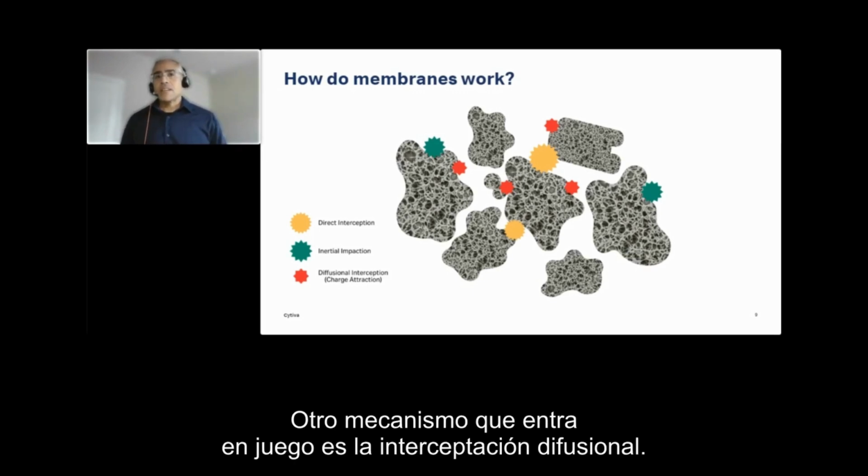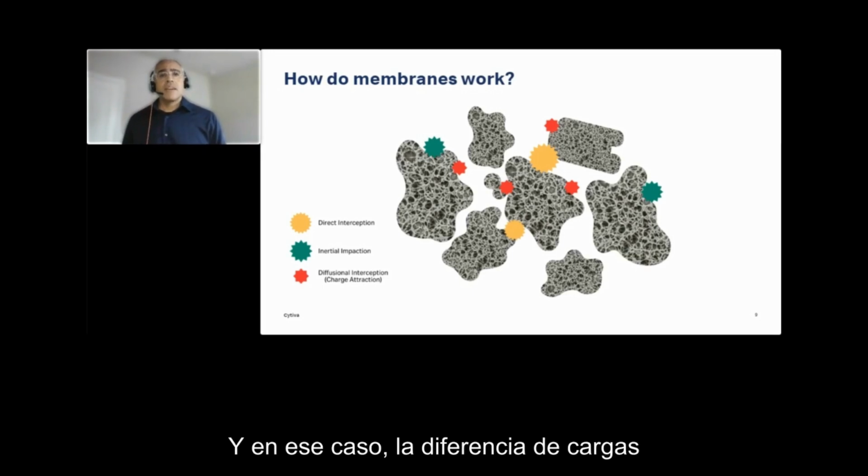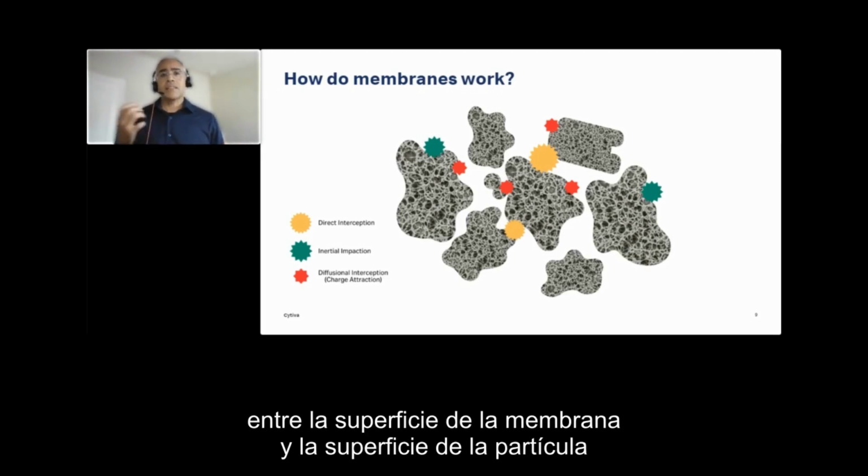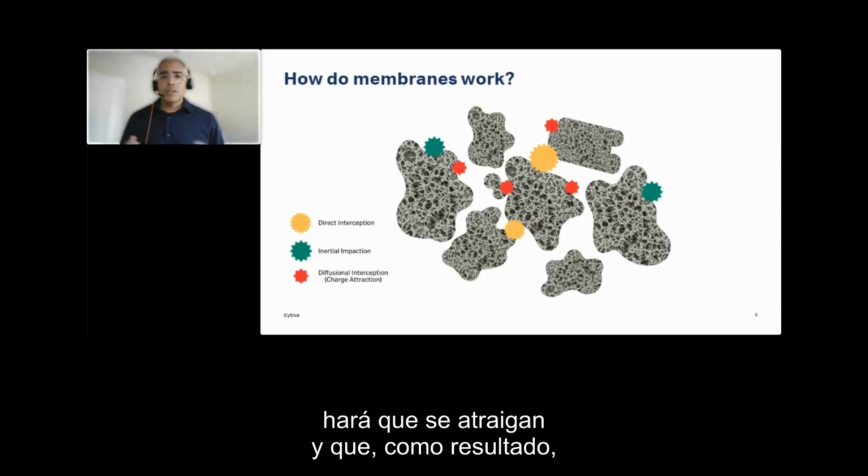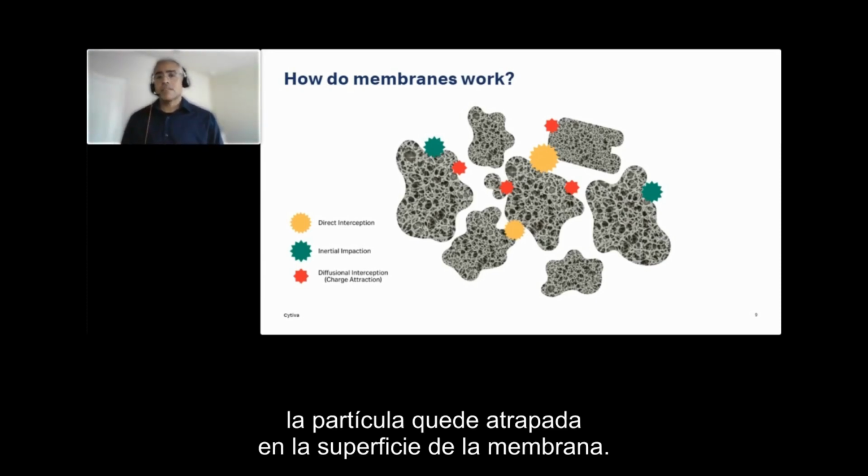One other mechanism that comes into play is diffusional interception. And in that one, the differences in charges between the surface of the membrane and the surface of the particle will cause them to be attracted and result in the particle itself being trapped on the surface of the membrane.